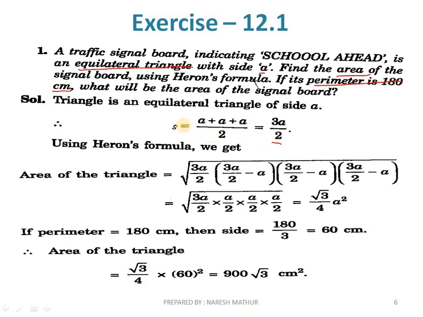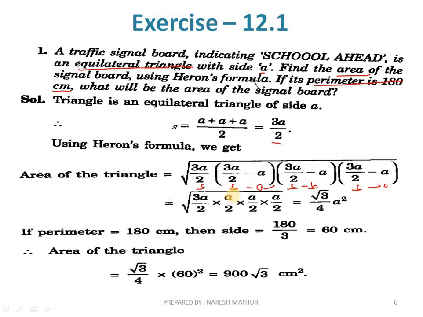Just put the value of S in Heron's formula. See, this is the formula: S, S minus A. S is the semi perimeter, S minus B is the second side, and S minus C, and C is the third side. But as it is given as an equilateral triangle, all sides are equal, so we'll write it this way: 3 by 2A minus A. So 3 by 2 means what? 1 and half. 1 and half minus 1 will leave half. So the answer is A by 2, A by 2, A by 2, along with this 3 by 2A.